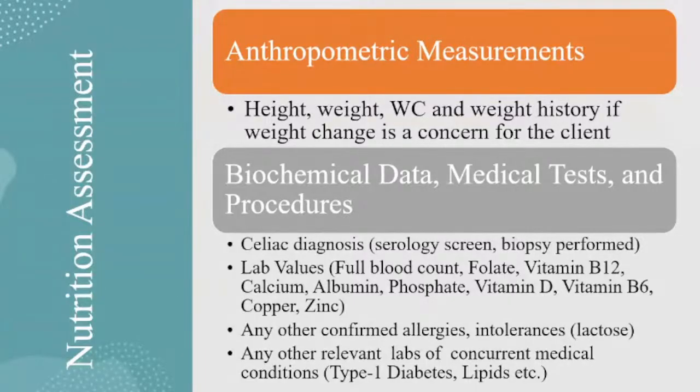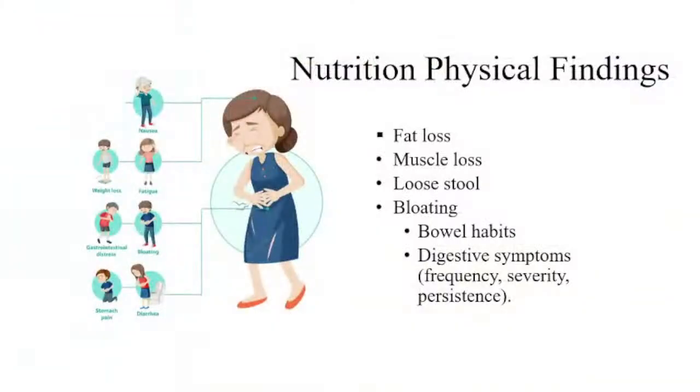Okay, and as I said, whether the person has any other condition like type 1 diabetes, because it's also an immune related disease. So then we come to nutrition focused physical findings. You assess for fat loss, muscle loss, the stool, whether it's loose stool, whether the person is having bloating and all that, you assess for it.